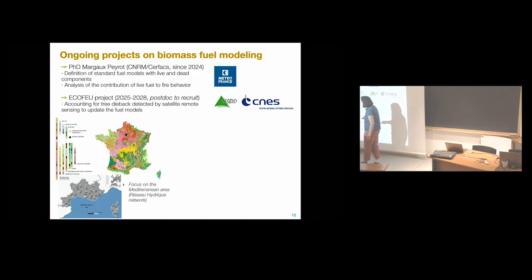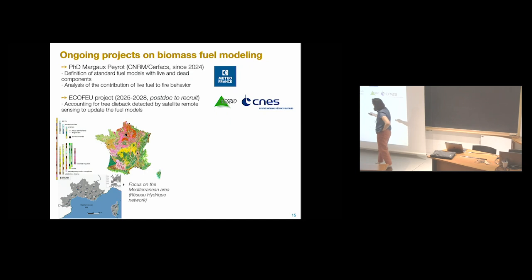And our idea here is to define a fuel model for each of these types of vegetation. And we focus so far on the Mediterranean area because it's where we also have observational data from the Réseau Hydrique network, led by INRAE and Office National des Forêts. And our goal with the PhD of Margot is to see what is the added value of including the live description, the live component of the fuel, and in particular including the live fuel moisture content information, and see how it changes the rate of spread evaluated by the ForeFire model.